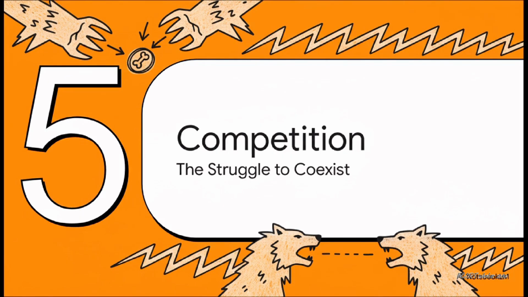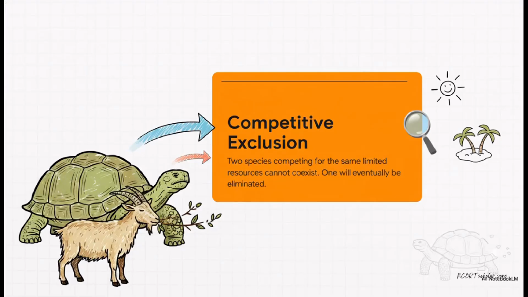But what about when it's minus minus? What happens when two species both suffer because they're fighting over the same scarce resource? Well, that's the age-old story of competition. There's a fundamental rule here called the competitive exclusion principle. Basically, it says that if two species are fighting for the exact same thing, one of them is going to be better at it and will eventually drive the other one out.